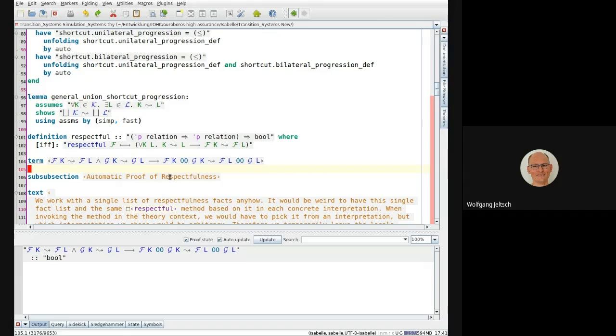So this is what we would need to chaining, preserving respectfulness. So there's a question on the chat. Thanks, it's on the chat. You're welcome.